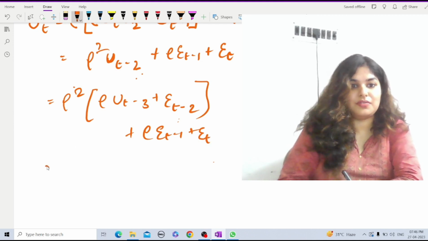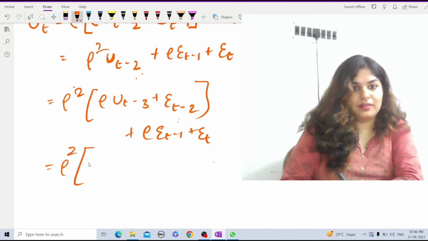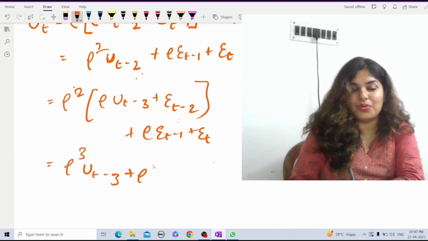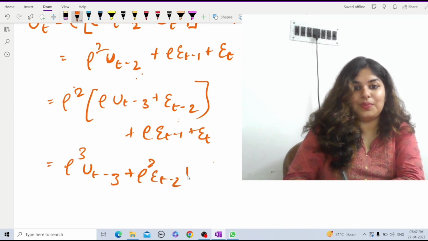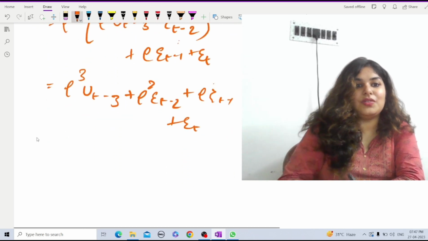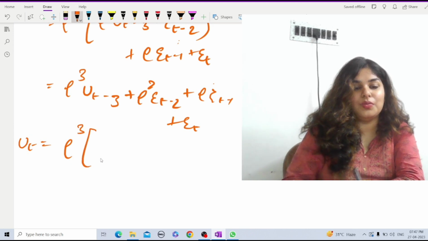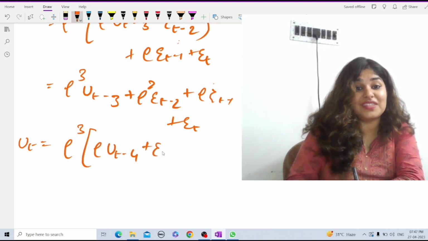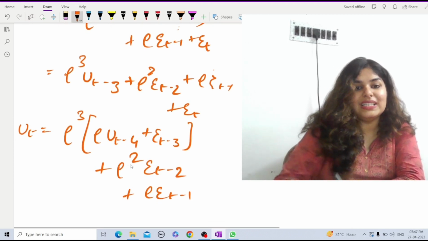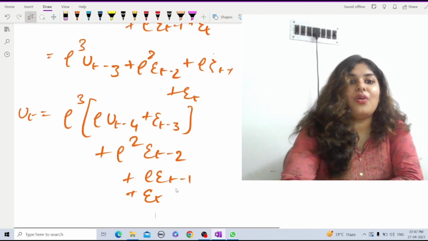Again, in place of ut minus 3, we can write rho square into rho. First let us simplify it, then we will substitute the values. After simplifying, we get rho cube ut minus 3 plus rho square epsilon t minus 2 plus rho epsilon t minus 1 plus epsilon t. Now again, in place of ut minus 3, we can write rho cube ut minus 4 plus epsilon t minus 3 plus epsilon t minus 2 plus rho epsilon t minus 1 plus epsilon t, and we can go on like this, right?